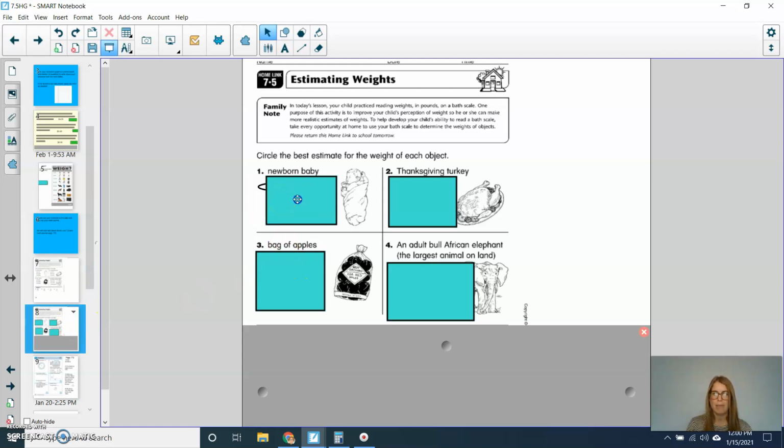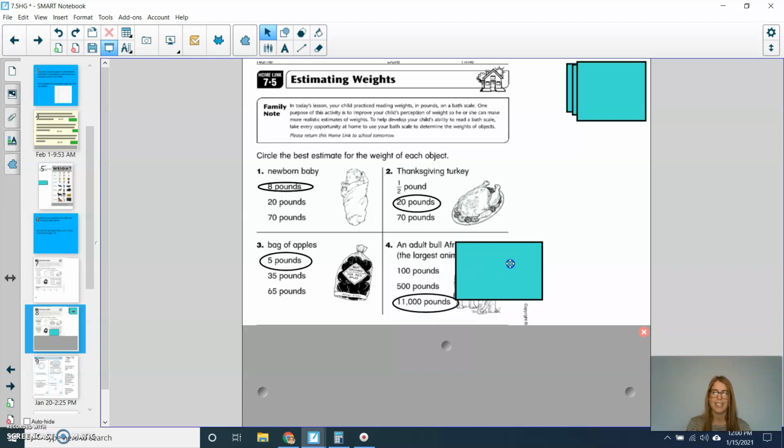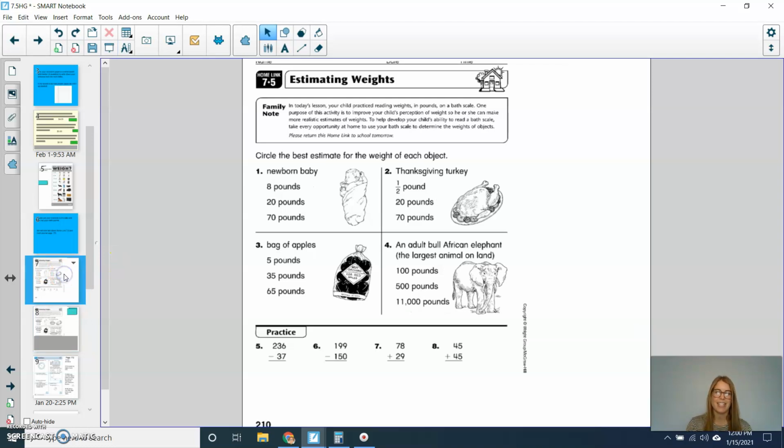A newborn baby is going to be about 8 pounds. A Thanksgiving turkey is going to be about 20 pounds. A bag of apples is going to be about 5 pounds. And then the African elephant, it's the largest animal on land. It's going to be about 11,000 pounds. We'll continue working on weight in later lessons. The next thing that we'll talk about is the bottom half of this page.